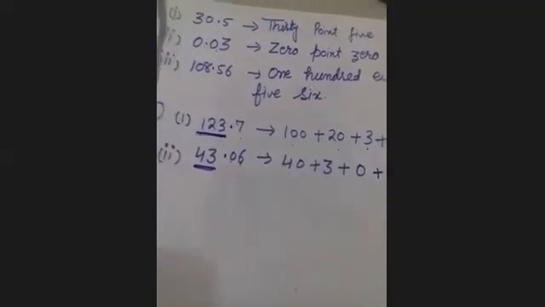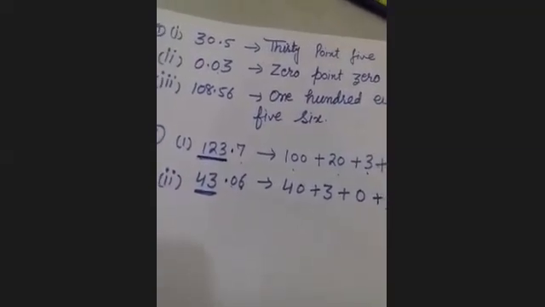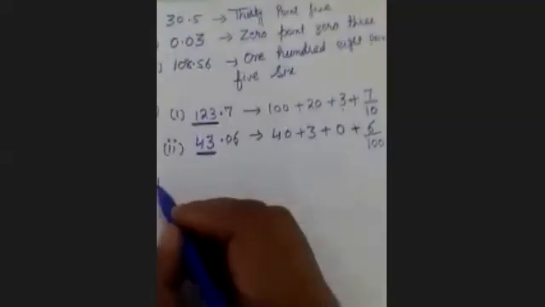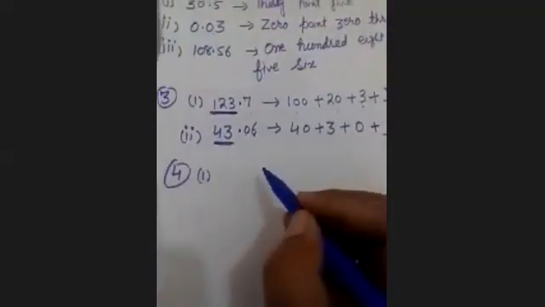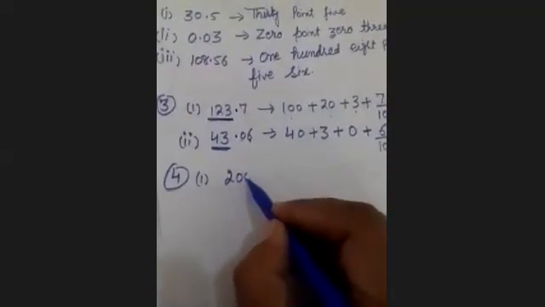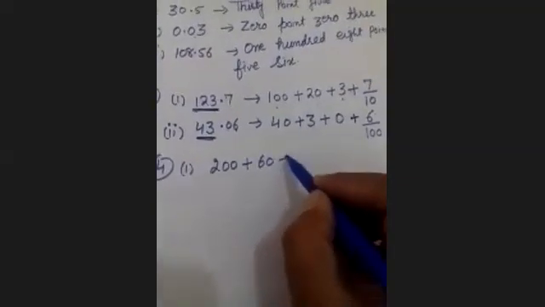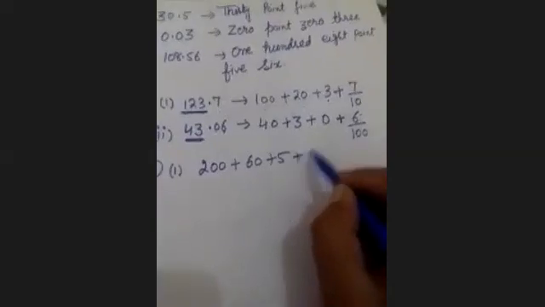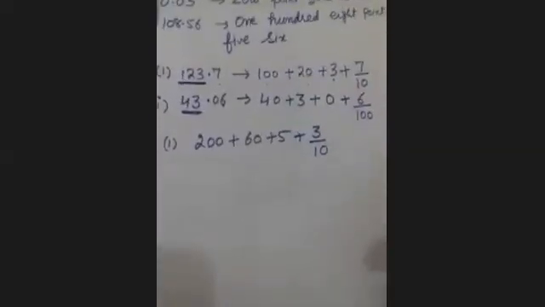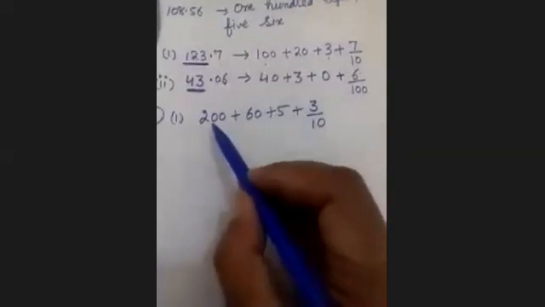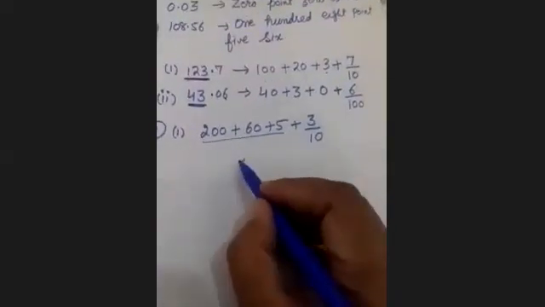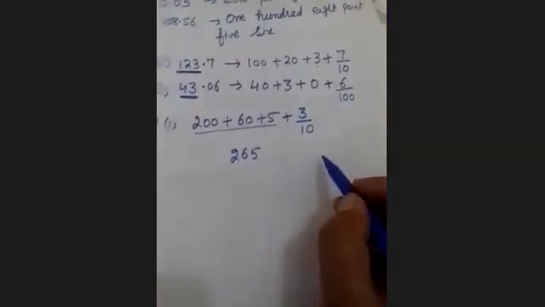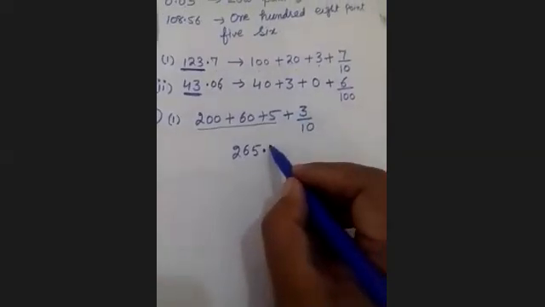Next is fourth question. Write each of the following as a decimal number. Fourth question, first part. Your number is 200 plus 60 plus 5 plus 3 upon 10. Now this number is already in expanded form. Now write the short form of this number. First, 200 plus 60 plus 5, 265. Next number is 3 upon 10, 0.3.